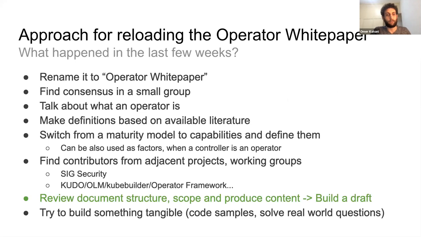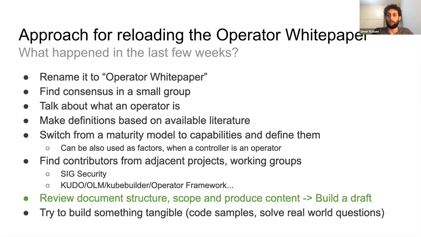And what happened in the last few weeks? We started the operator white paper, and Thomas led a small group of people. I'm one of them. We tried to get consensus inside a small group and from that consensus to go further out. We talked about what an operator is and tried to define some base wording and semantics around it. We switched to the capability model that is described in the document, as we felt it's more appropriate to structure the documentation in a capabilities way. And as I said, we found some outside contributors, some from SIG Security and some from other working groups around operators.